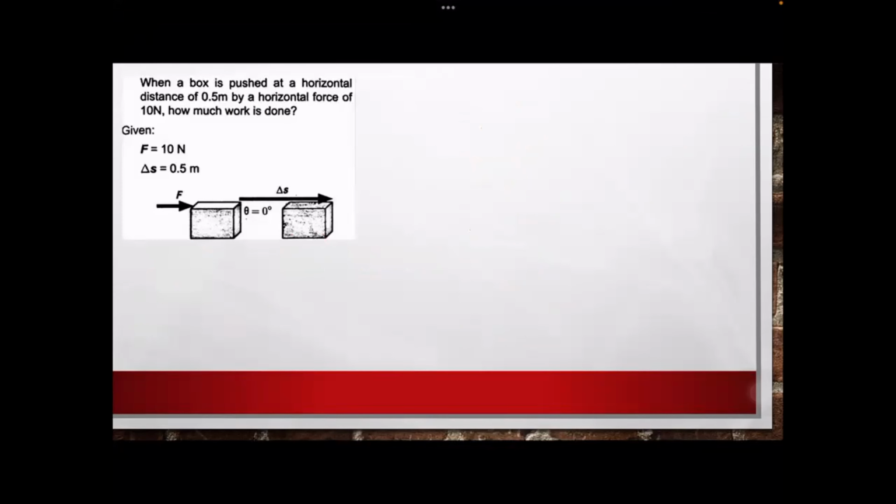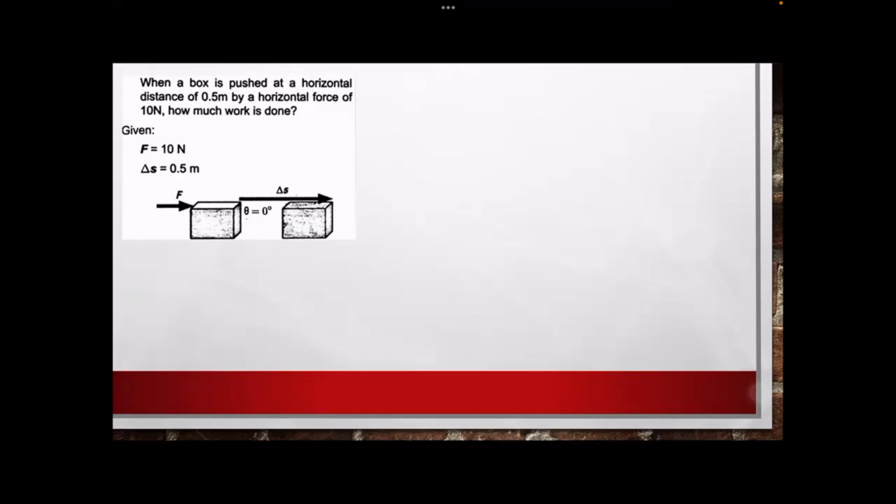Next, when a box is pushed at a horizontal distance of 0.5 by horizontal force of 10 Newton, how much work is done? In illustration, the given that meron tayo dito, the force is equal to 10 Newton and the displacement or the distance na meron tayo is 0.5. What will be the possible solution here?